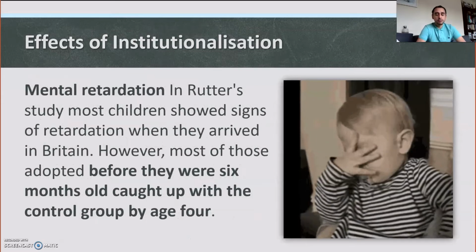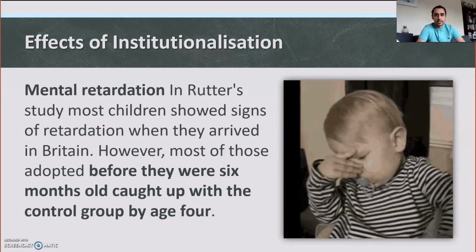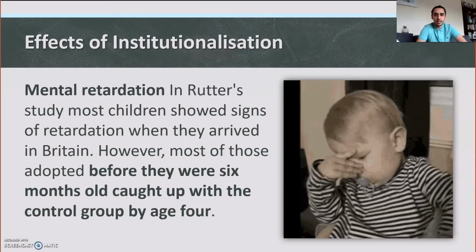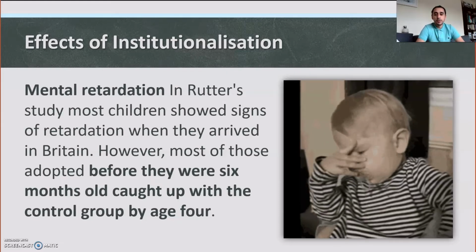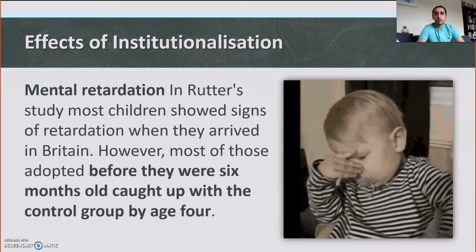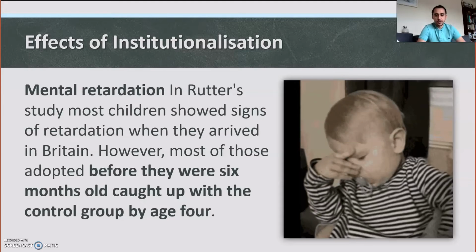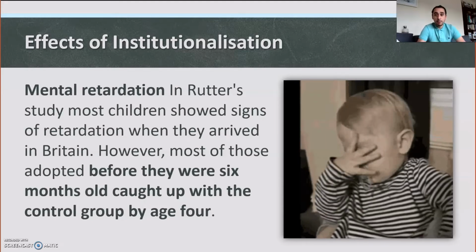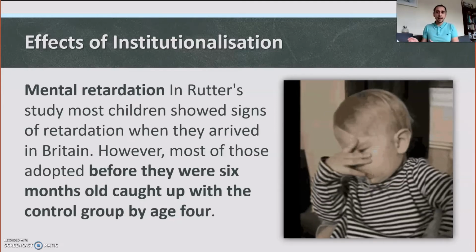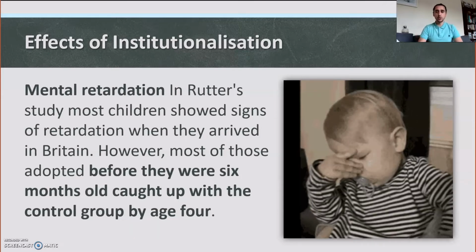Mental retardation, now known as intellectual disability disorder. In Rutter's study, most children showed signs of intellectual disability disorder when they arrived in Britain. However, most of those adopted before they were 6 months old caught up with the control group by age 4. So they were able to catch up, not be left behind and not have that issue of the intellectual disability.